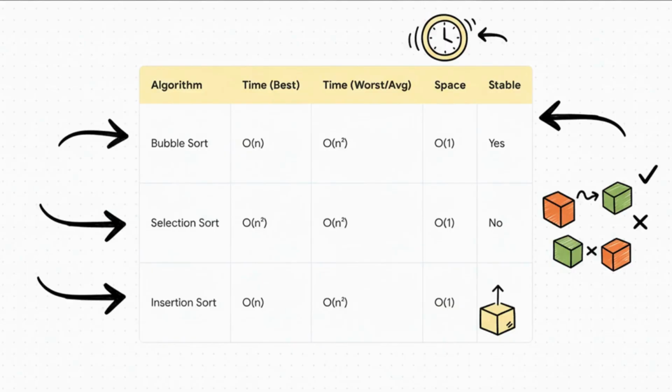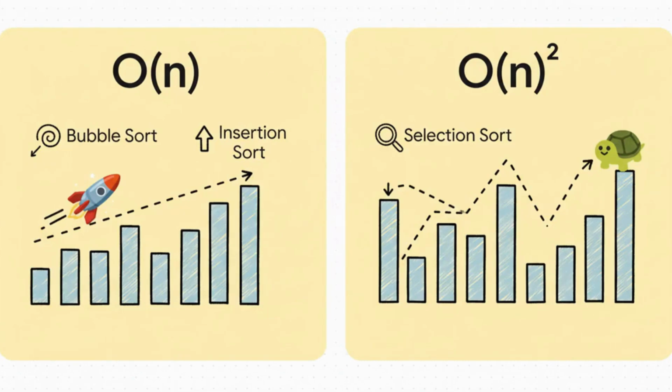And finally, stability. A stable sort keeps items with equal values in their original order. Notice selection sort is the odd one out here. It's not stable. But here, this is probably the most important takeaway of them all.